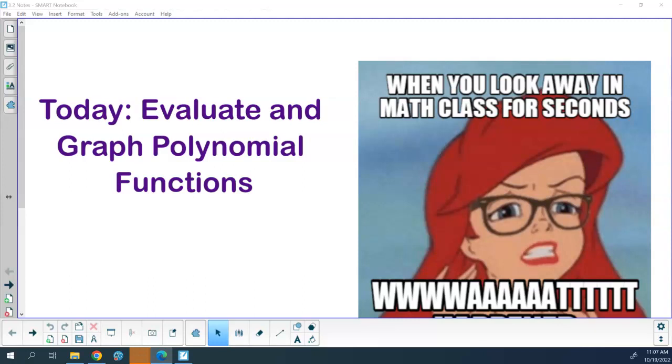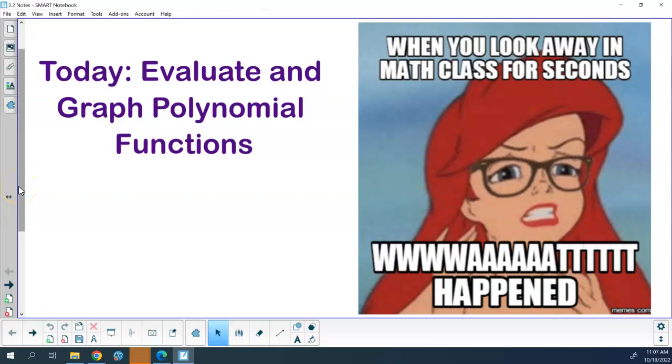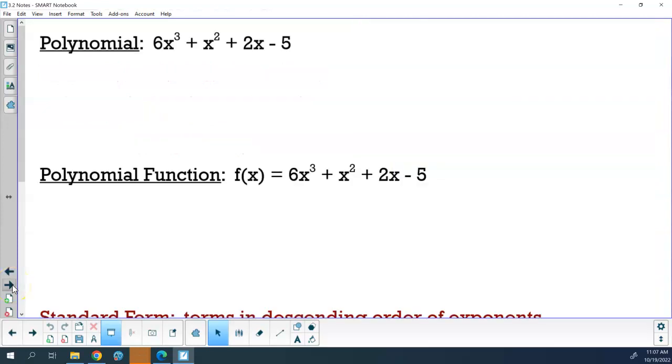Okay? So we are going to evaluate and graph some polynomial functions. On Monday, we started our polynomials unit with work with exponents. And today we're going to work with exponents again, but we're going to work with them in a different way than we did on Monday.